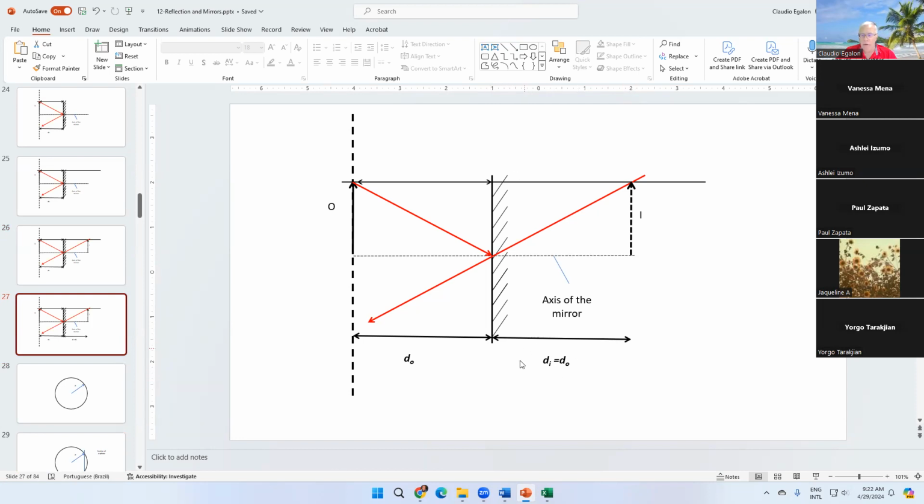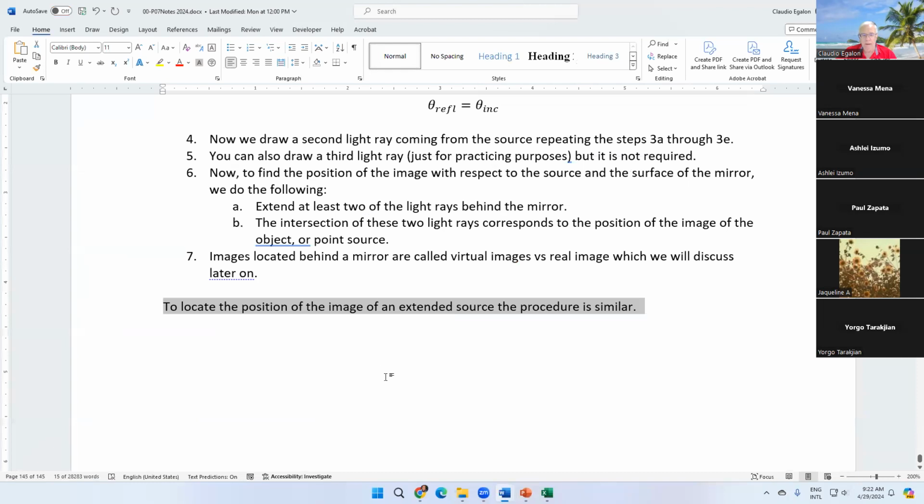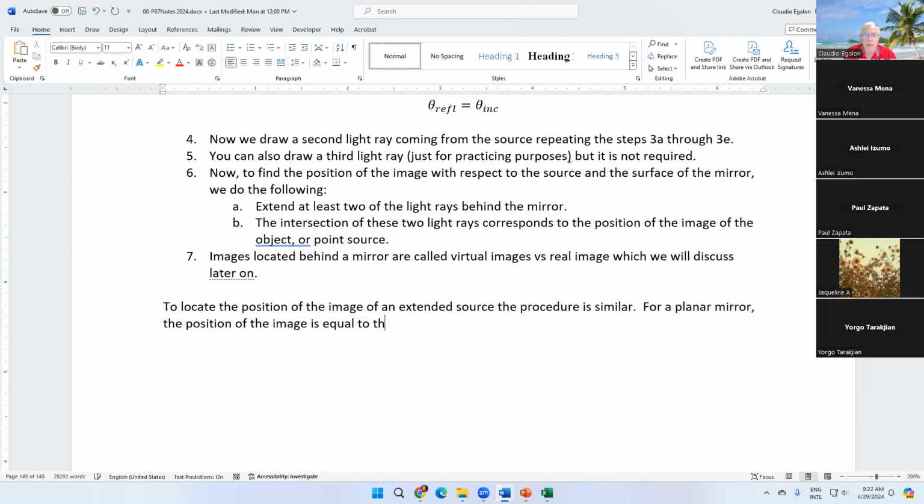For a planar mirror, the distance of the image is going to be equal to the distance of the object. So, to locate the position of the image of an extended source, the procedure is similar. For a planar mirror, the position of the image is equal to the position of the object.